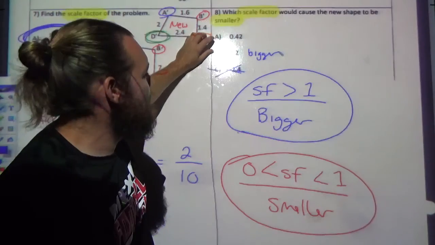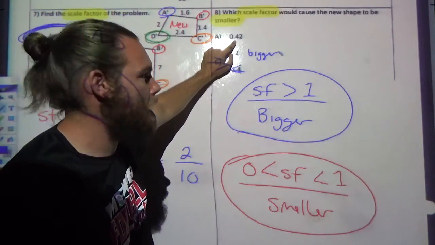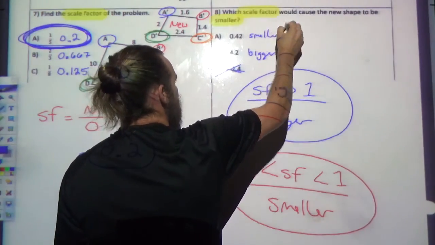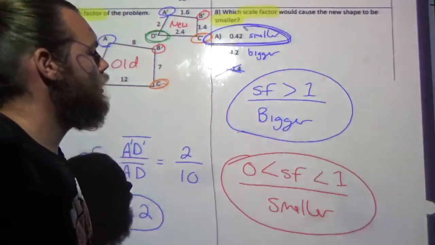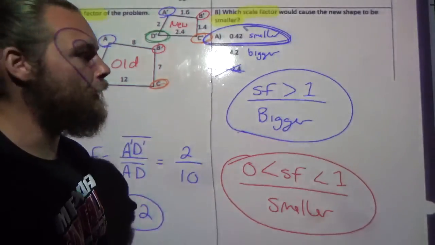Going back up to A, 0.42 is that decimal or that fraction value, which means you're going to be getting smaller. So the only choice that we have that would create a smaller image are those numbers between 0 and 1. In this case, 0.42.